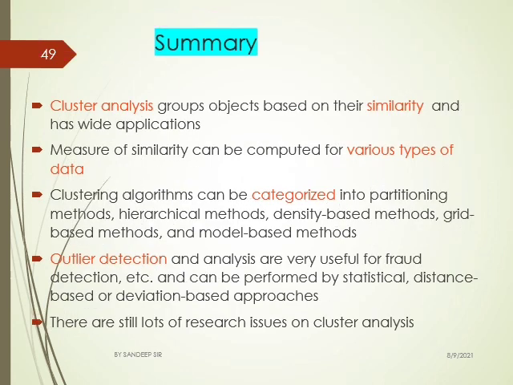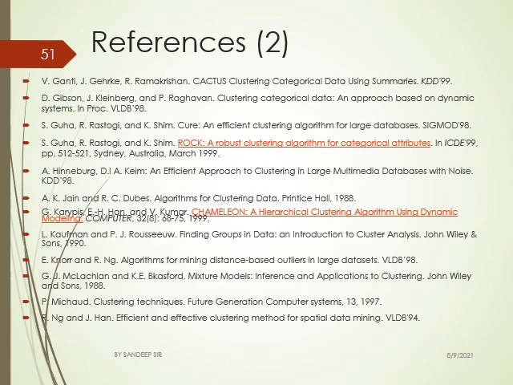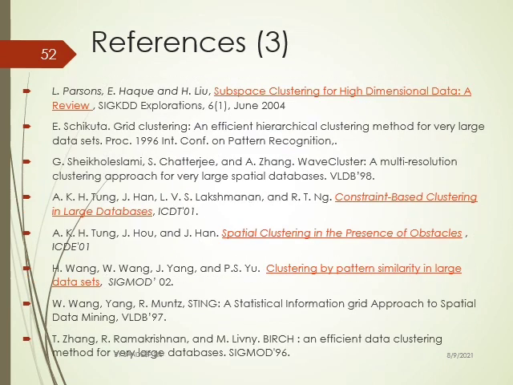So the summary: cluster analysis groups objects based on similarity and has wide applications, as we have seen. Measures of similarity can be computed for various types of data. Clustering algorithms can be categorized into partitioning methods, hierarchical methods, density-based methods, grid-based methods, and model-based methods. Outlier detection and analysis are very useful for fraud detection, etc., and can be performed by statistical, distance-based or deviation-based approaches. There are still a lot of research issues on cluster analysis. These are some of the references we have used to understand this problem.